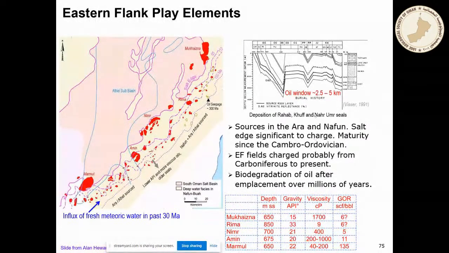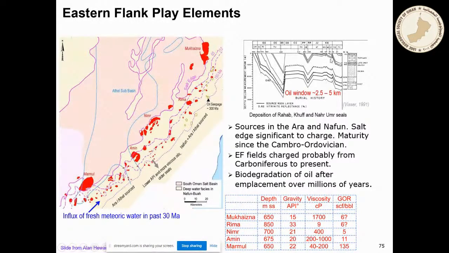So again, the oil within the eastern flank play tends to be very heavy. So gravity is low, whereas viscosity is high, and you can see it goes more than 1,000 in some fields, like Mukhaizna, for instance. That's why in Mukhaizna they develop it with steam, or basically thermal development. GOR tends to be very low, and the depth is not that deep for structures, but in some places you can have some deep structures as well.